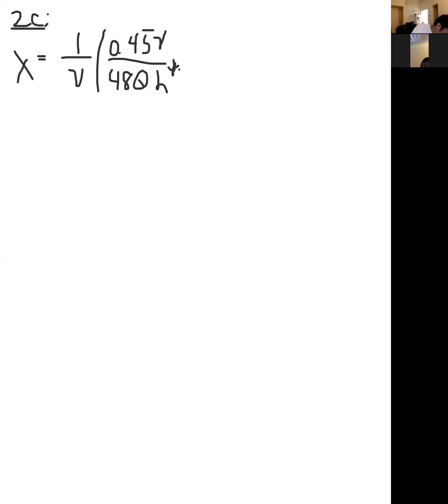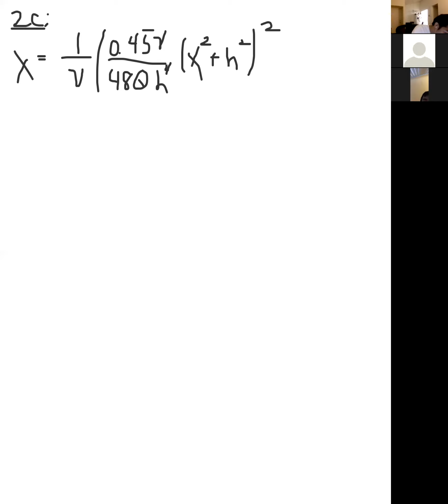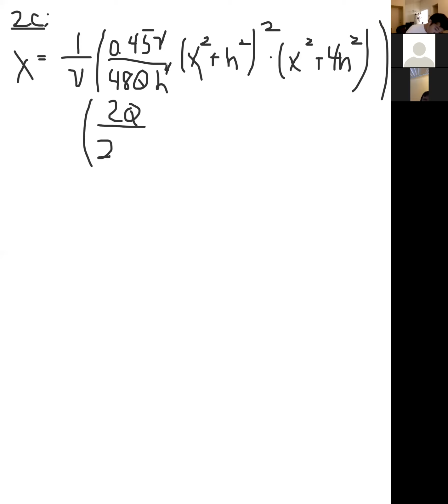Let's see, and that's a 4. It's not that much better. We have x squared plus h squared, squared, times x squared plus 4h squared. All this is multiplied by 2q over h over x squared plus h squared, minus 4q x squared over x squared plus h squared, squared.